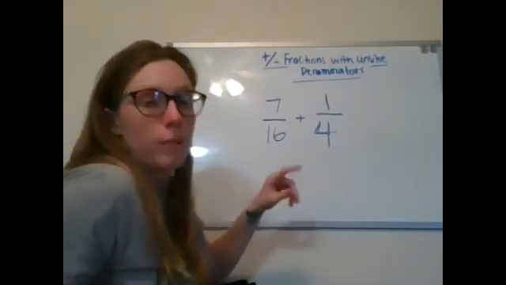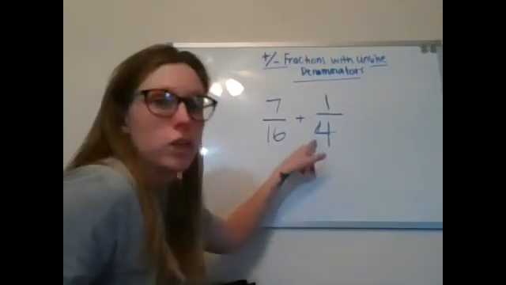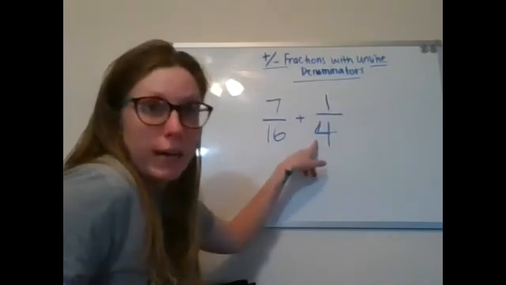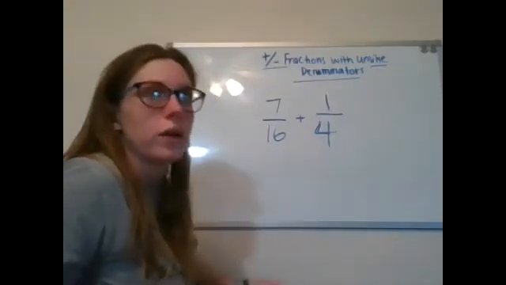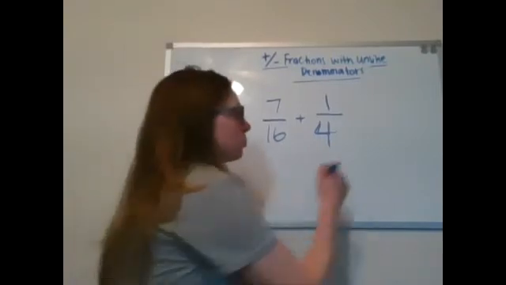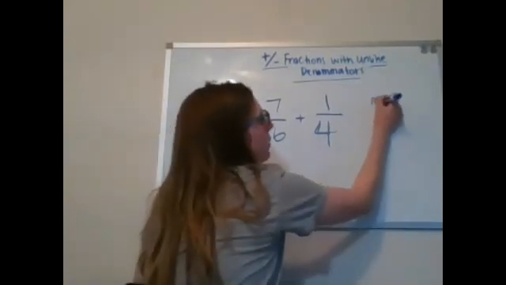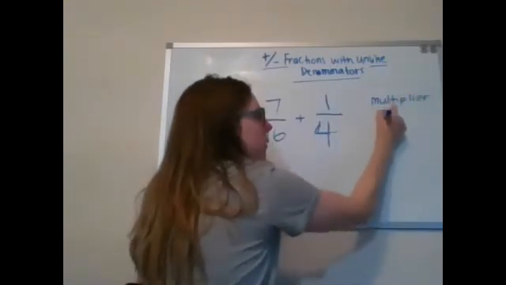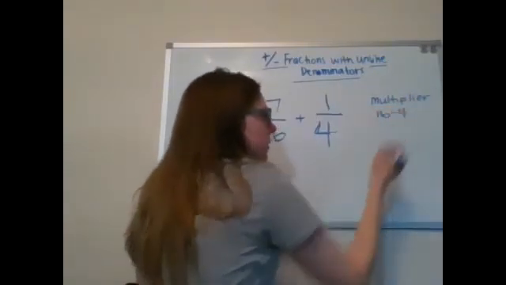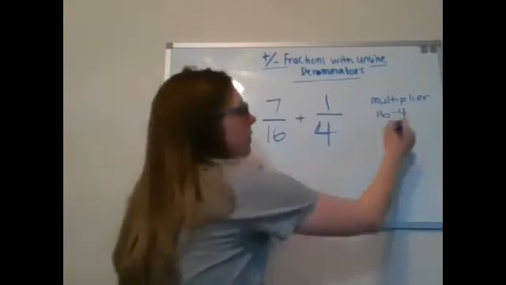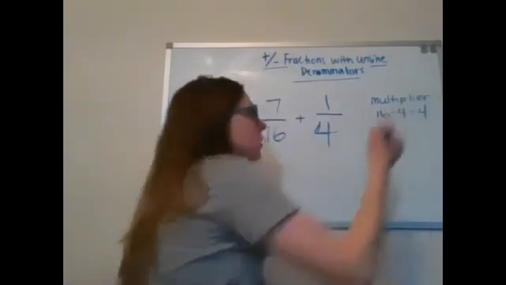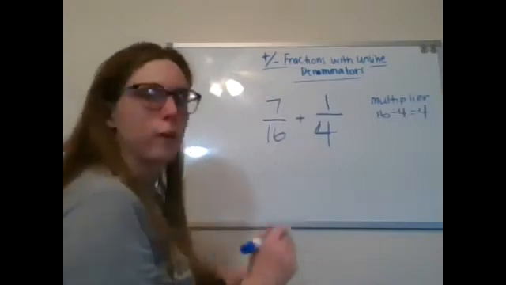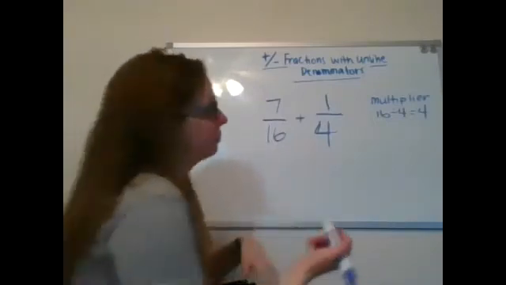So if you remember my little trick, we're always going to change the fraction that has the smaller number in the denominator. So first we find our multiplier, and again, we do that by dividing our bigger number in the denominator by the smaller denominator. 16 divided by 4 is 4. So therefore, we have to multiply 1/4 times 4.